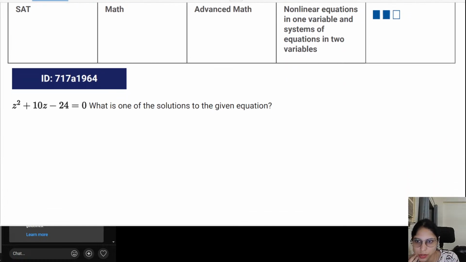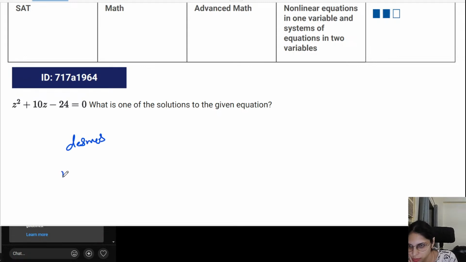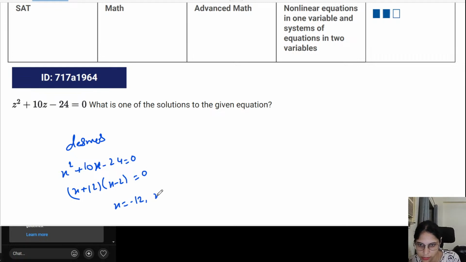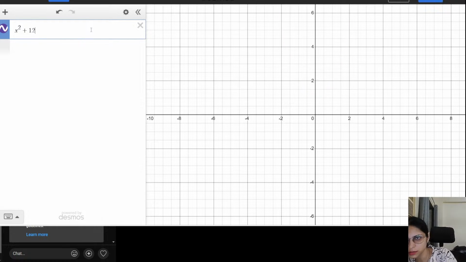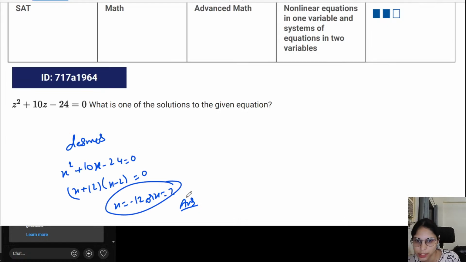Again, which is one of the solutions to the given equation? Just put it in Desmos. Change z to x. By the way, it's going to be 12 and 2, like you can directly factor it. So it could be any of those two, the answers. But if you want, you can also go to Desmos. If you're able to see the factors, try to do that. See, 2 is working and there is negative 10, negative 12. Negative 12 or x is equal to 2. Because factoring was easy here.